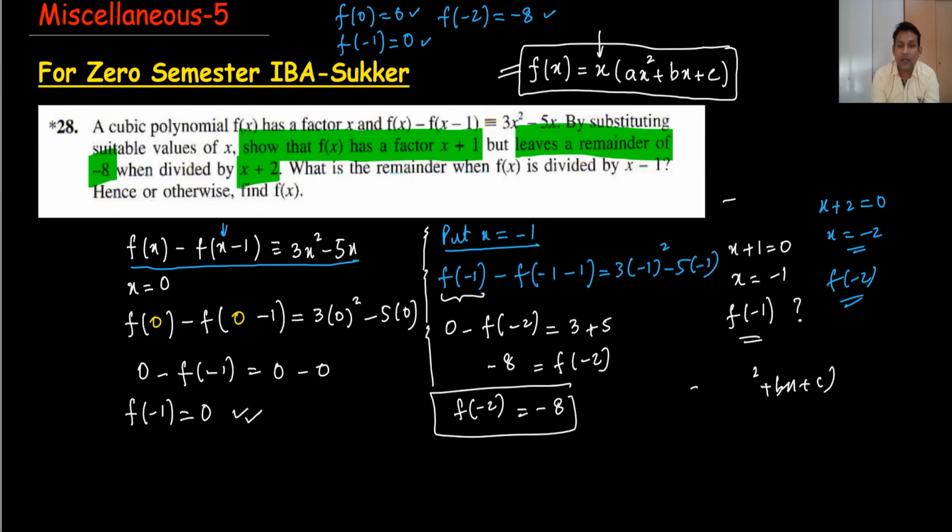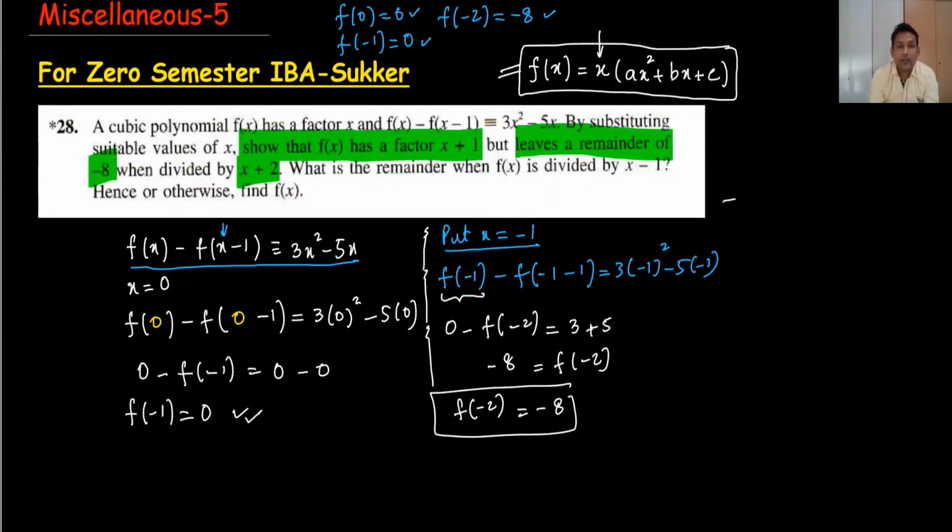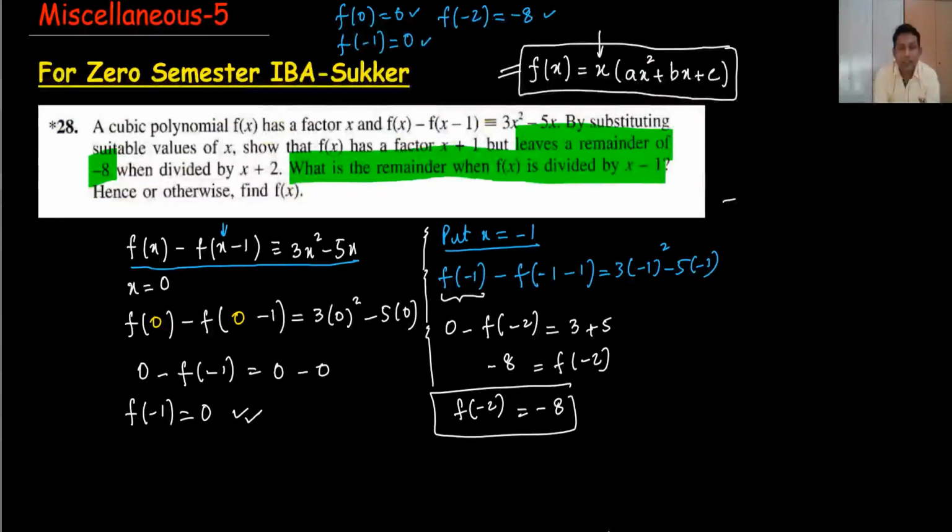Next part, they're asking, find the remainder when f of x is divided by x minus 1. Okay, x minus 1 equal to 0, x equals 1. So f of 1 we need to find. I want to find f of 1.